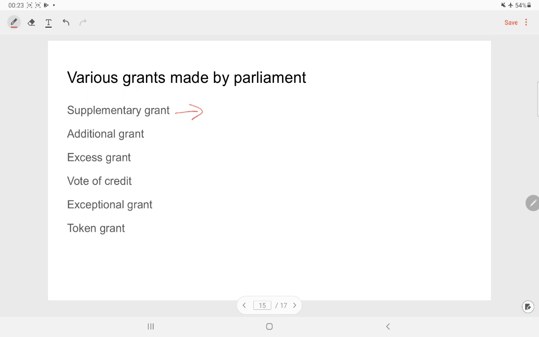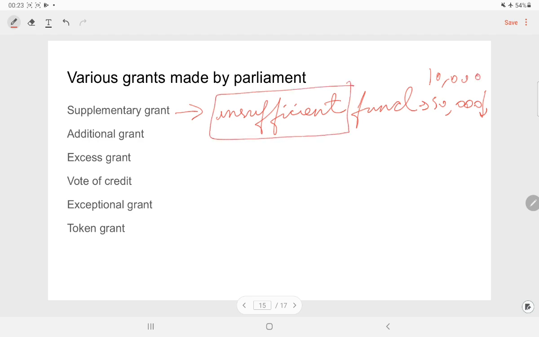The first is the supplementary grant. It is granted when the amount authorized by the parliament through different appropriation acts for a particular service of the current financial year is found to be insufficient. So the keyword here is insufficient funds. Suppose the government says 50,000 crore is enough for health, but an unprecedented COVID happened and 50,000 would not do. So now a supplementary grant would be added, like 10,000 crore more. Insufficient funds were there, so that was done.